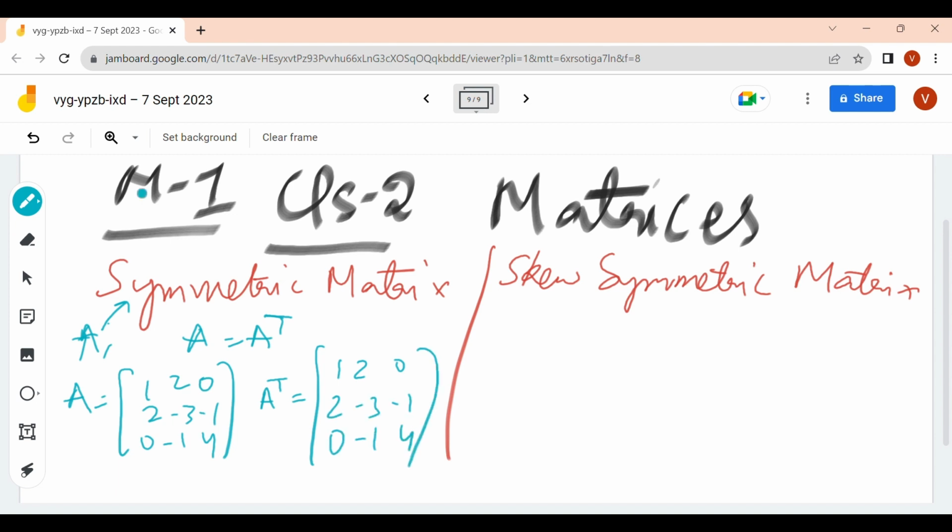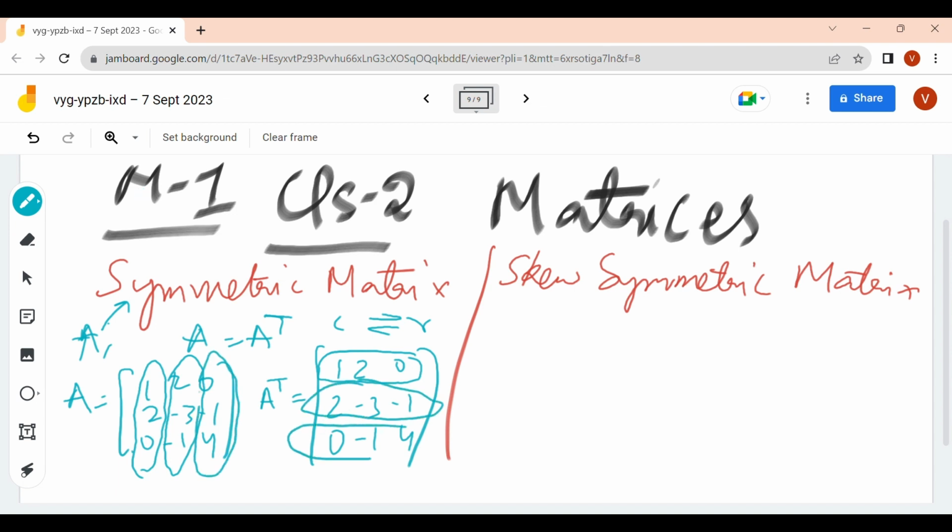What do you mean by transpose? Column becomes row and row becomes column, right? Here 1 2 0 is in a column, and here I am writing it as a row. 2 minus 3 minus 1 here, and 0 minus 1 4 I am writing here. So it's interchanged, both are equal. This is an example of a symmetric matrix.